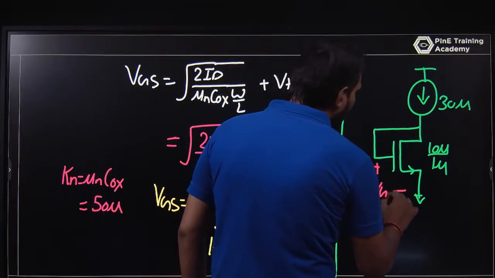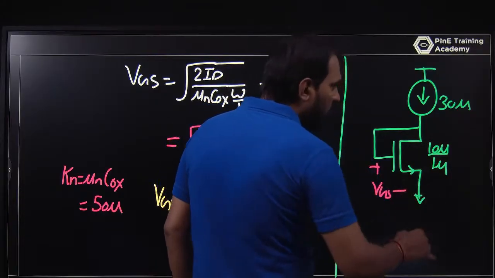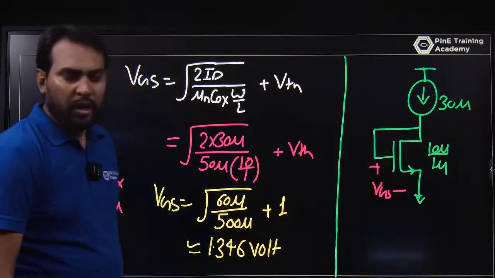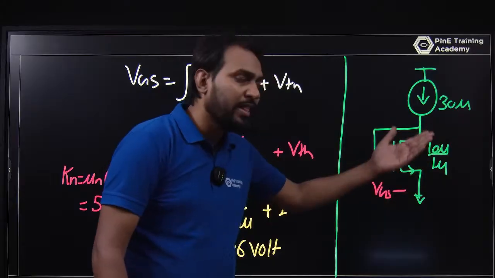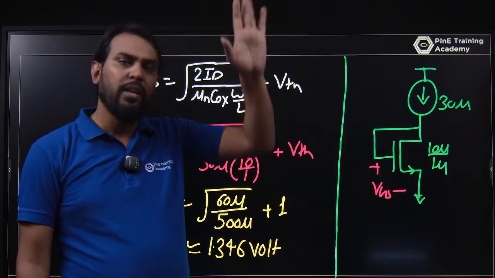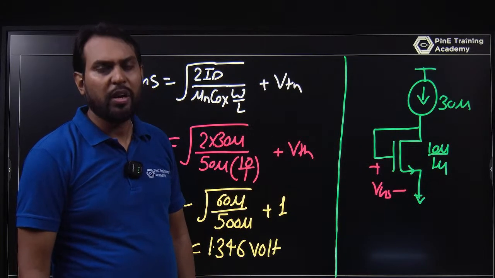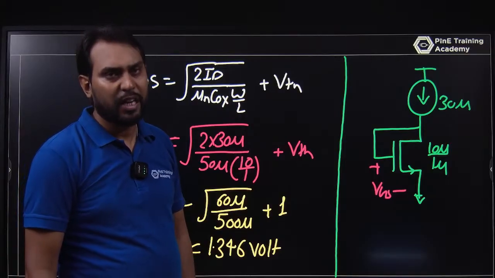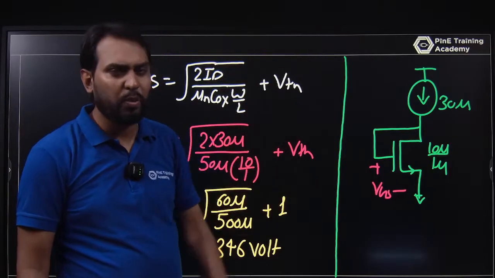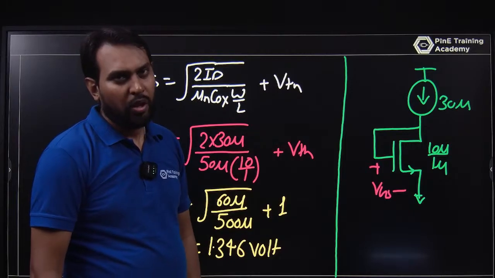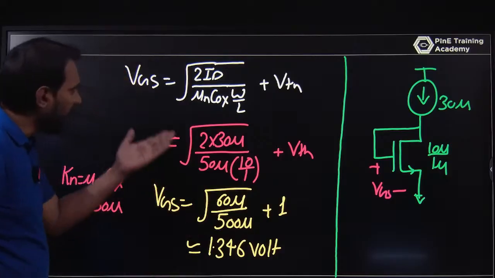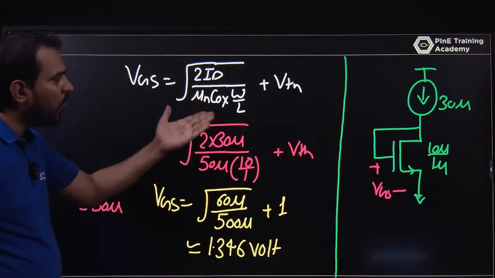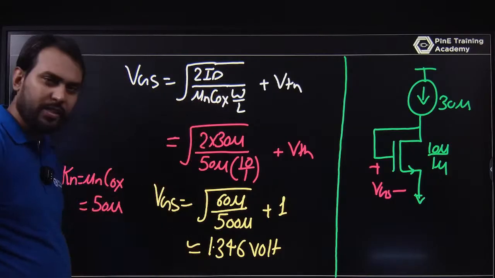For what value of VGS, for this W by L, is the current 30 micro? And if I assume that the length is higher, then VDS does not affect ID, and the slope will be approximately 0. Or you can use this method, that is VGS is equal to under root 2 ID upon mu n COX W by L, plus VTH, and like this.